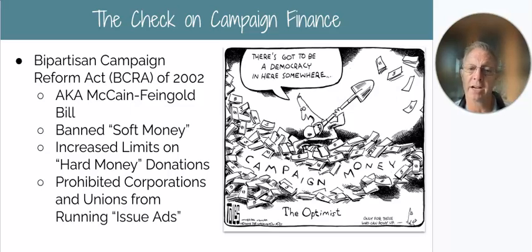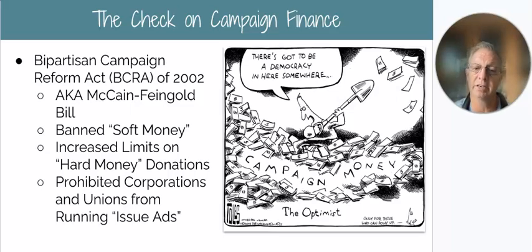This congressional act called the BCRA, or Bipartisan Campaign Reform Act, is also known as the McCain-Feingold Bill. This passed in 2002 and at the time was successful in banning all soft money donations. It did allow for an increase on the limitations for hard money donations. That's why it's currently set at $100,000 per person. But it did at the time prohibit corporations and unions from running issue ads independent from campaigns. But things have changed since 2013. So let's continue and you'll find out what happened.